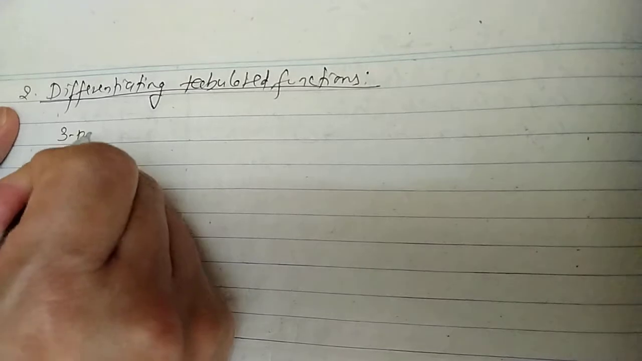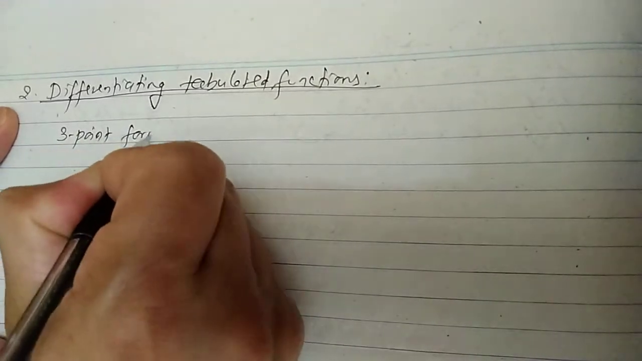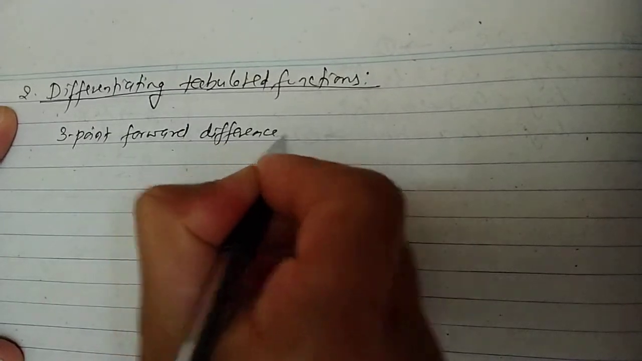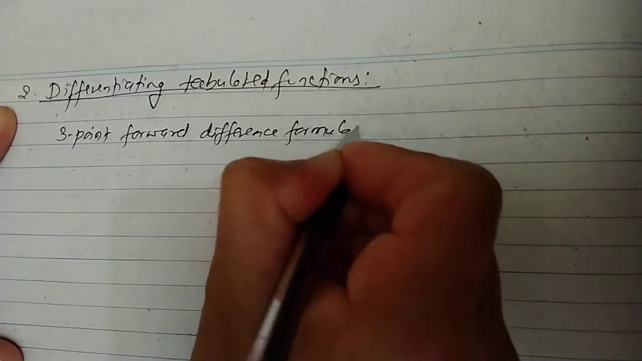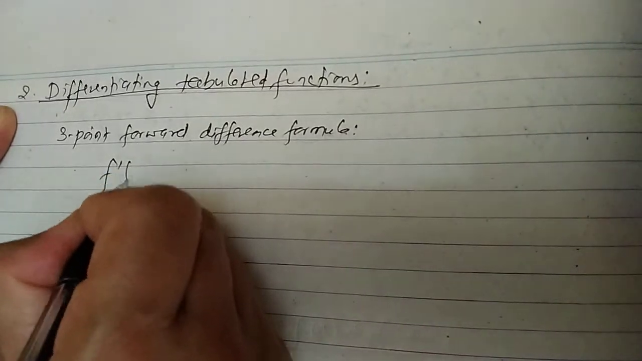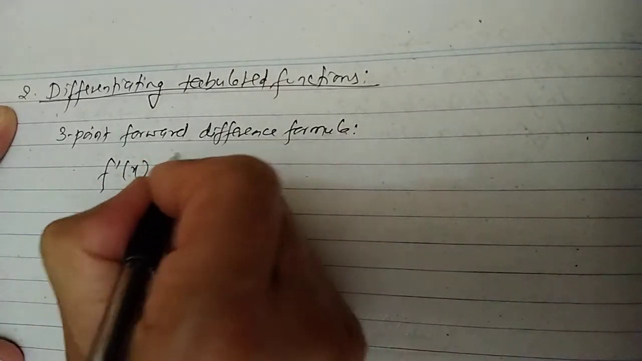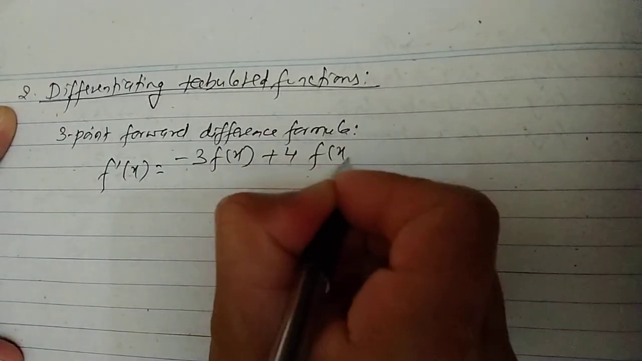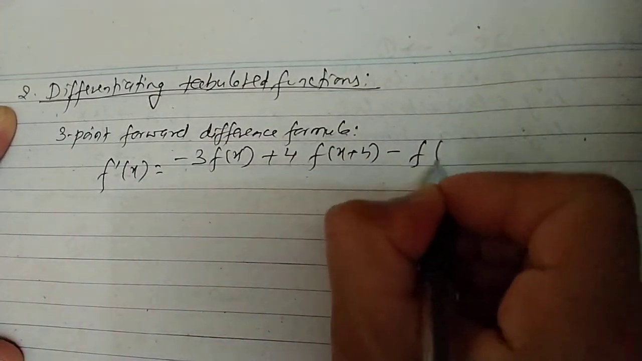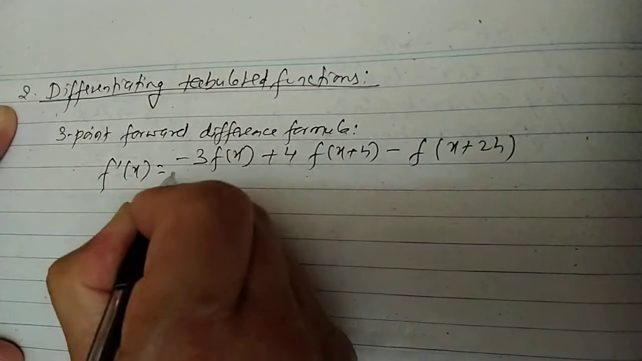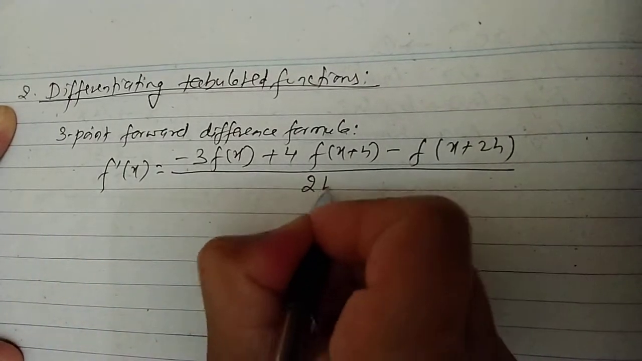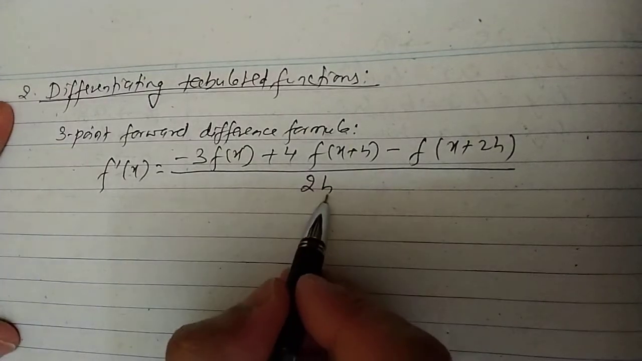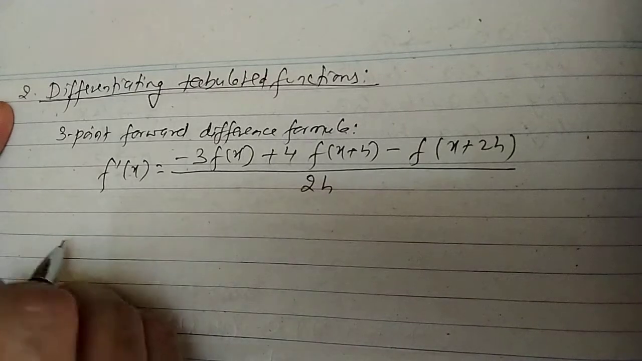First order derivative 3 point forward difference formula or quotient. F dash x equals to minus 3fx plus 4fx plus h minus fx plus 2h whole upon 2h. 3 point forward difference formula. So replace h with minus h. In this formula you will get a backward difference formula.